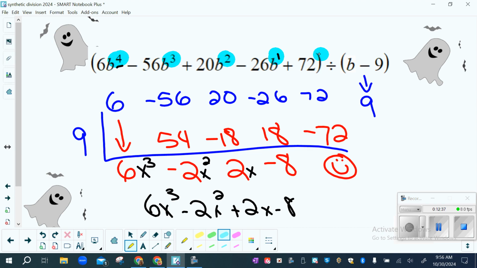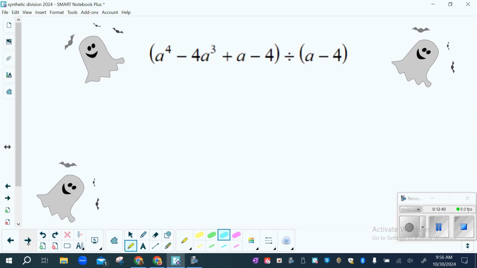That's what we want. But look at this dude here. Look what happened. I have a 4, a 3, a 1, and a naked. Uh-oh, I'm missing something. I am missing the square guy. And I'm not allowed to have no space. So you know what I need to do? I need to shove in an A to the second power. But you know how many of them I have? I have 0 of them.